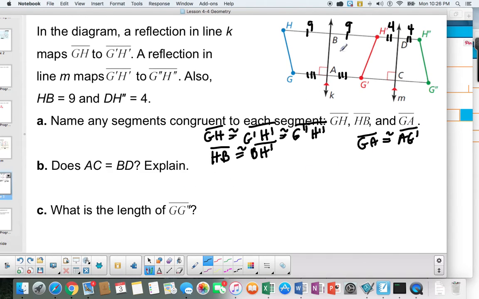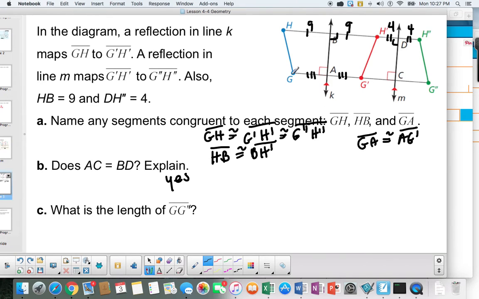Explain, does AC equal BD? Okay, now AC is the distance. Distance is the shortest path from one line to the other. And BD is also going to be perpendicular, and it's also representing the shortest distance. So the answer is yes. These lengths are going to be the same.